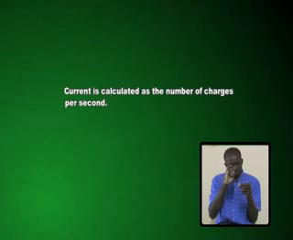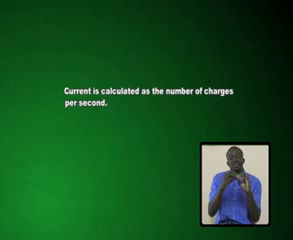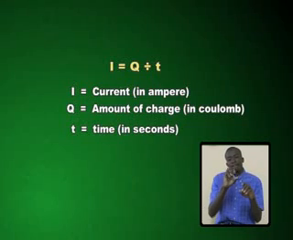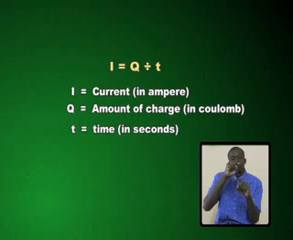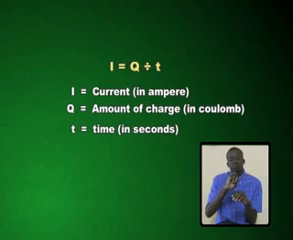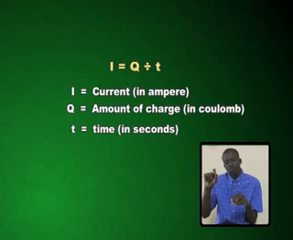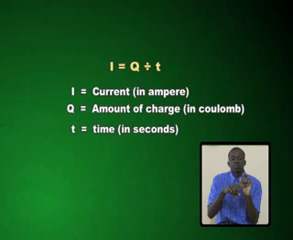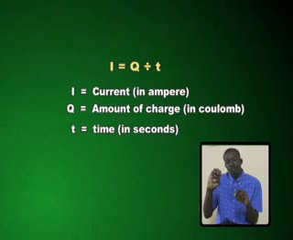The strength of the current can be calculated as the number of charges flowing through a point every second. Here's the formula. I equals Q divided by T. Now I stands for current and its unit is ampere. Q stands for the amount of charge and its unit is coulomb. T stands for time and its unit is seconds.